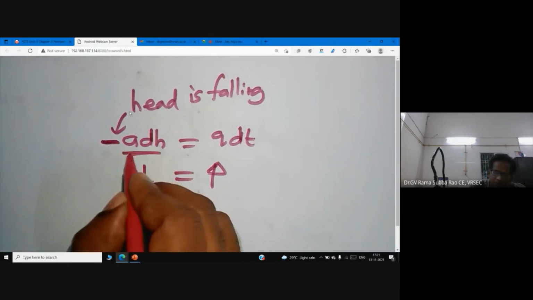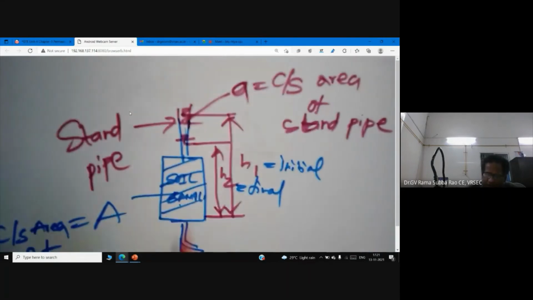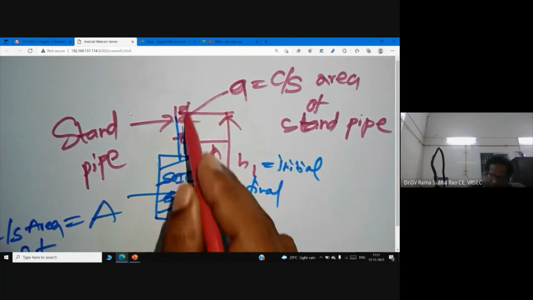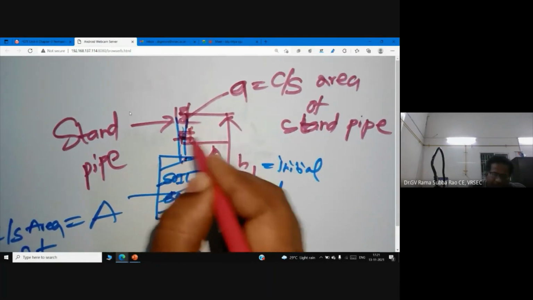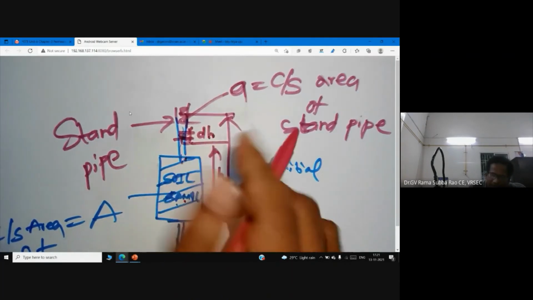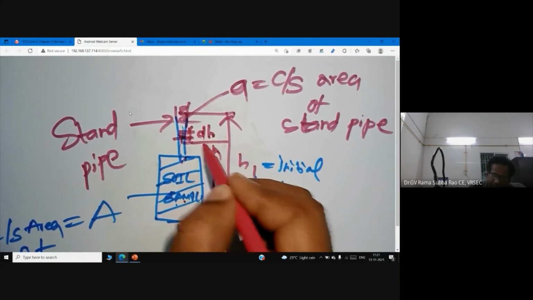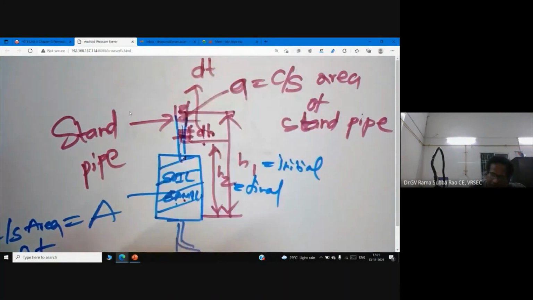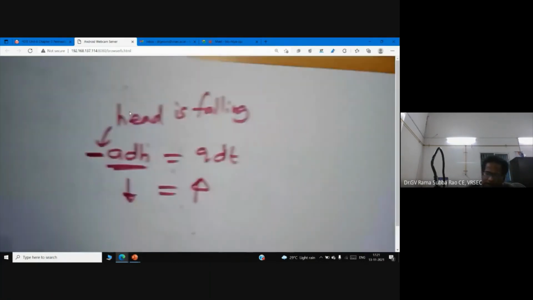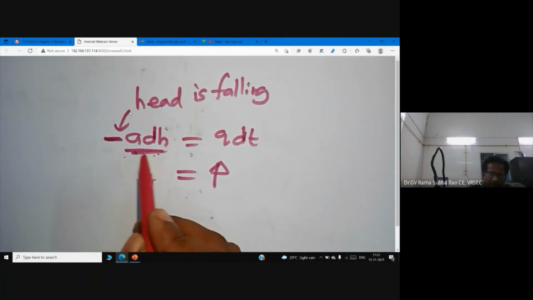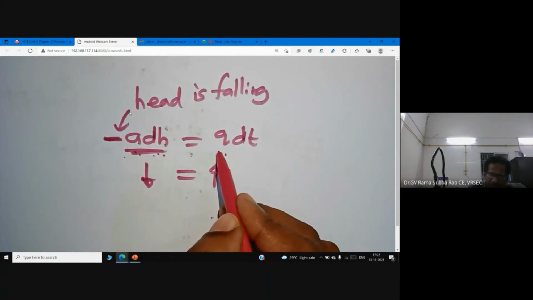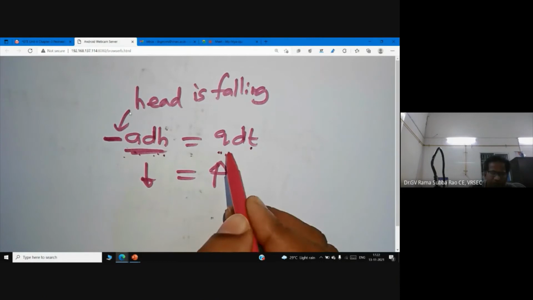So water is entering through the soil sample with this standpipe. Once water is entering, there is a drop in head that I am calling dH. Between H1 and H2, I am taking a small strip dH. Once the head is falling by dH within a time of dt, I have considered small dt, dH. The amount of water entering is A into dH, the volume. Volume means area into head. Discharge is volume by time, into time, then it becomes volume. Volume is equal to volume.